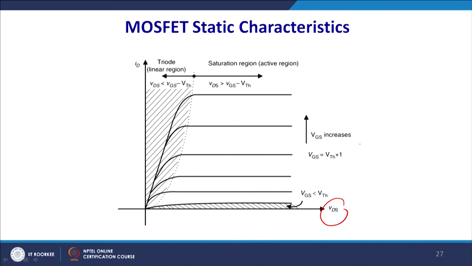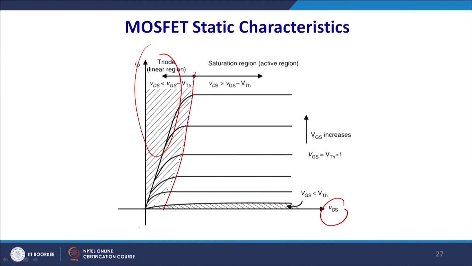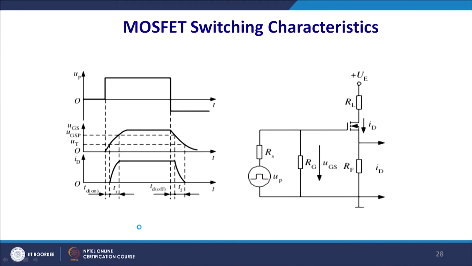So, this is the drain to source voltage, and these are the different gate voltages. Ultimately this region is the saturation region, and this region is the active region we want, and this region is the cutoff region where the gate voltage is quite low, and we basically want to operate our devices in the active region. So, this is the switching characteristic of this MOSFET.